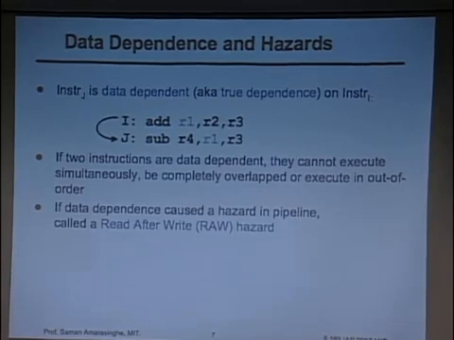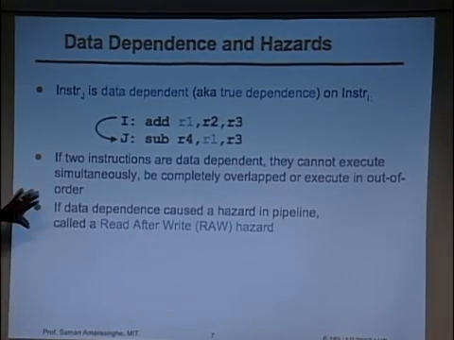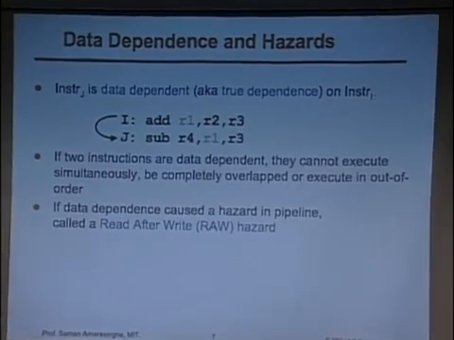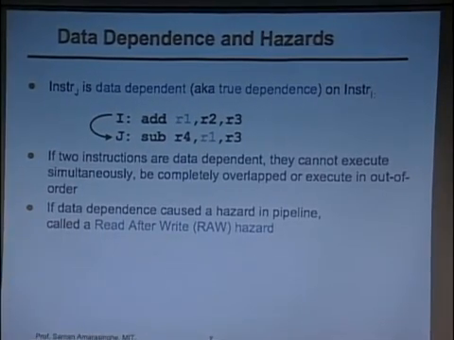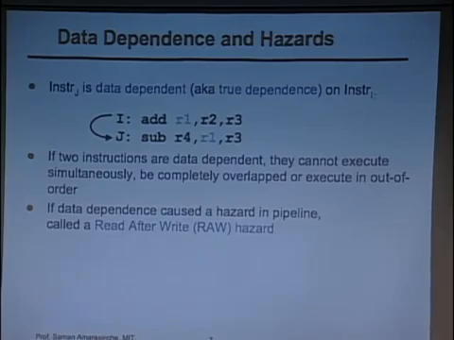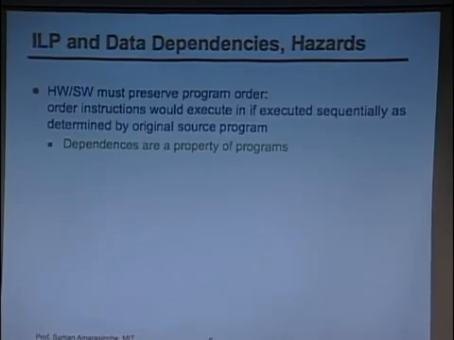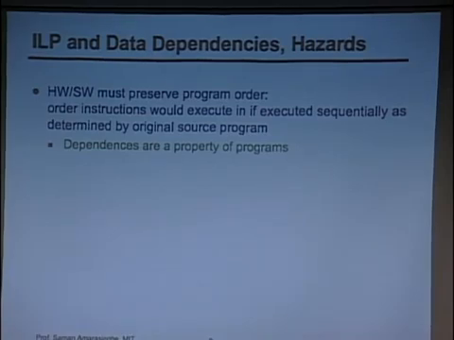In computer architecture jargon, this is called a pipeline hazard, and this is called a read after write hazard, or RAW hazard. What that means is the write has to finish before you can do the read. In a microprocessor, people try very hard to minimize the time you have to wait, and you really have to honor that. So what we have to do in hardware and software is preserve this program ordering.